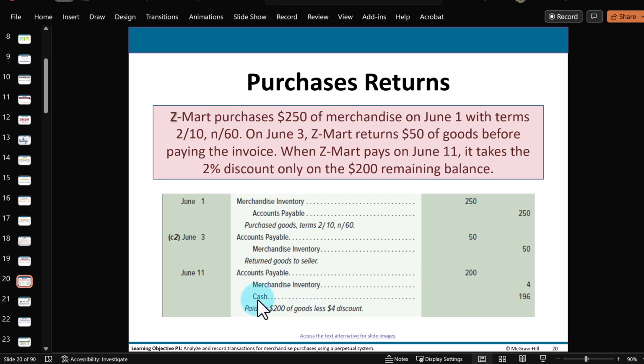Now the cash we pay is not 200, but we get a 2% discount. And that discount is not on all of this 250 we bought, because remember, we returned $50 in merchandise. So it's 2% of only $200 or $4 discount, reducing the net cost of that inventory asset with a credit. Again, the two credits here have to equal the total debit here, yeah, in this single transaction.